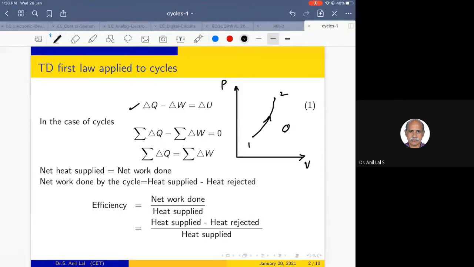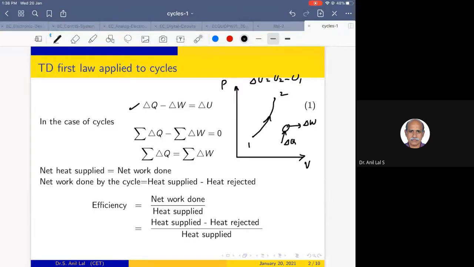So delta Q is the heat supplied to the system, and delta W is the work done by the system. Then by energy balance, we write delta Q minus delta W is equal to the change of internal energy of the system, delta U. So the difference contributes to a change of internal energy of the system, and here delta U is equal to U2 minus U1.